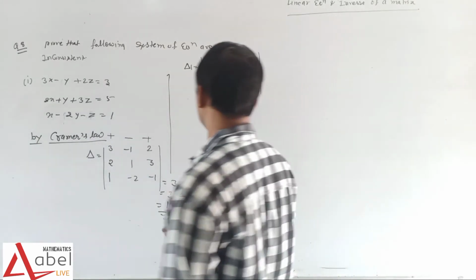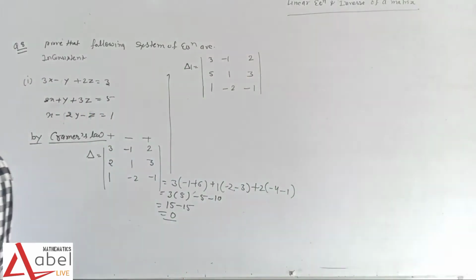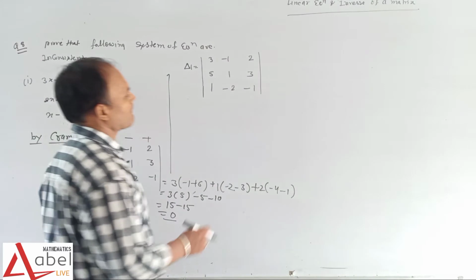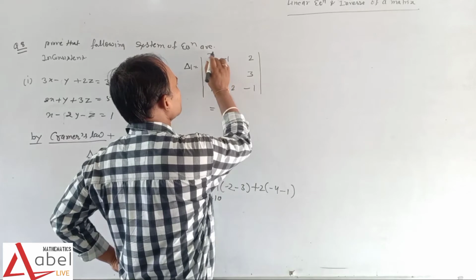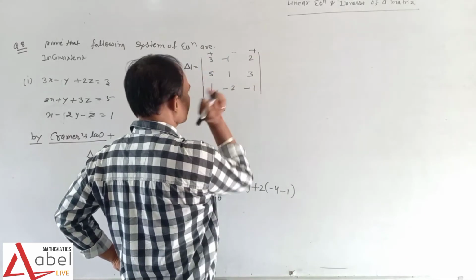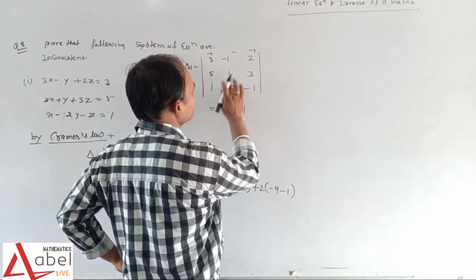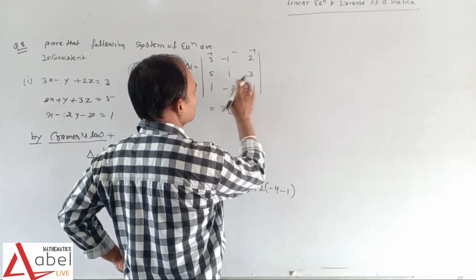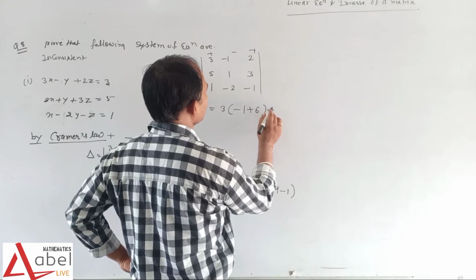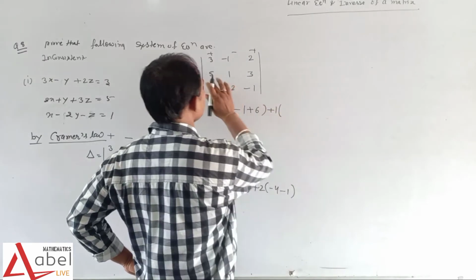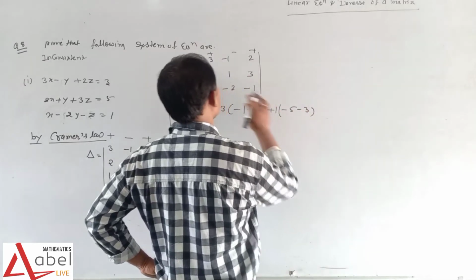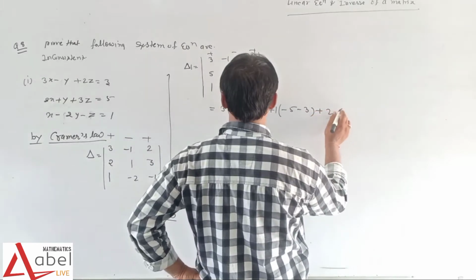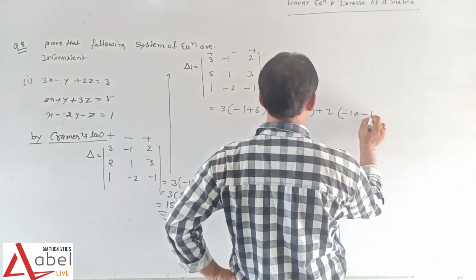Now we are going to solve. So what is the value of delta 1? Let's see. How can we solve? It is 3, with signs plus, minus, plus, so it is 3 and minus 1, and plus 6, it is plus 1. What about here? It is minus 5 and minus 3. What about here? It is 2 and minus 10 and minus 1.